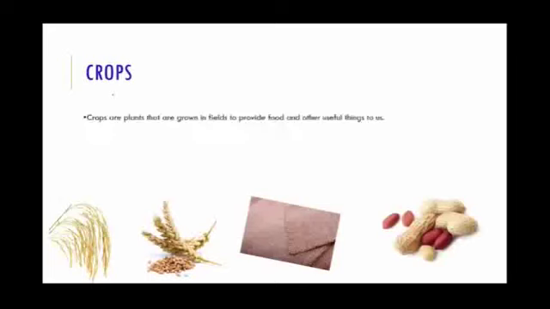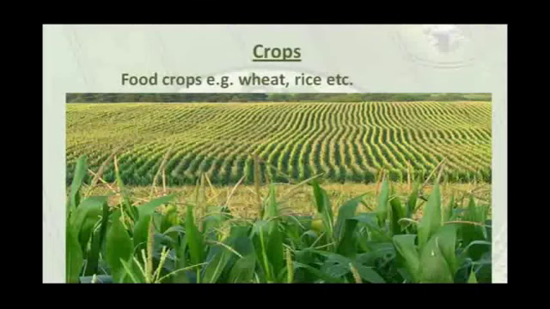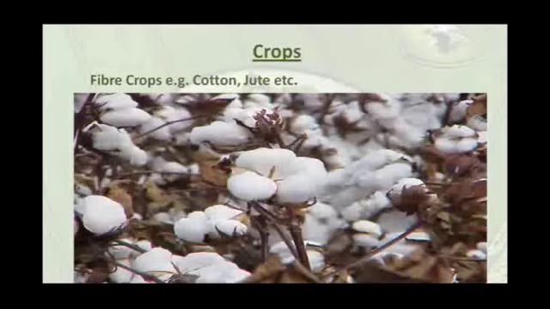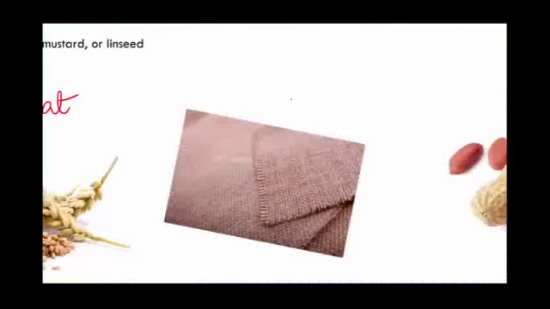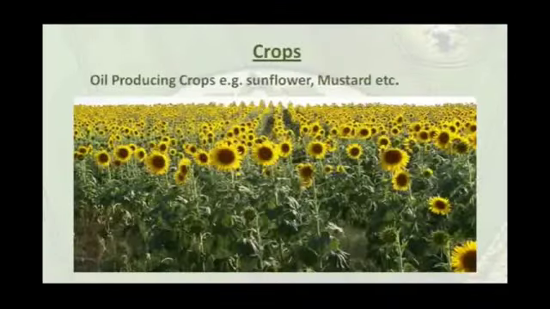Crops are plants that are grown in fields to provide food and other useful things to us. They provide us food and raw materials to produce many other things such as cloth, medicine, and timber. Some types of crops are food crops like rice, maize, or wheat. Second, fiber crops such as cotton, jute, flax, and hemp. Third, oil producing crops like canola, jatropha, mustard, sunflower, and soya bean.